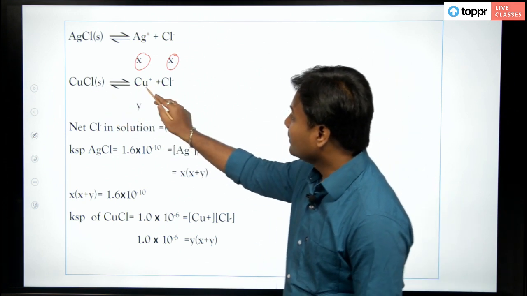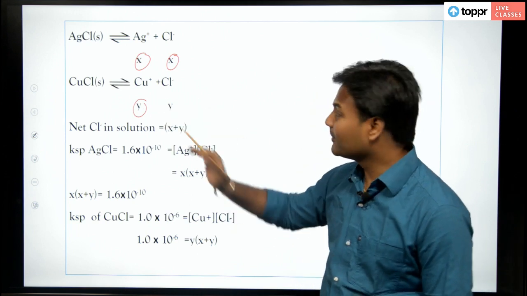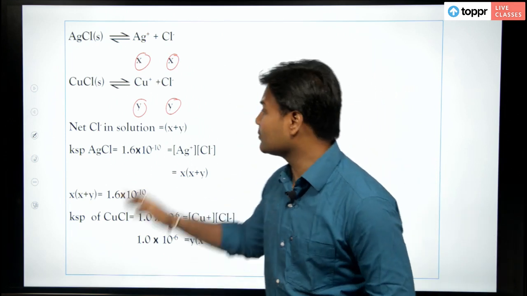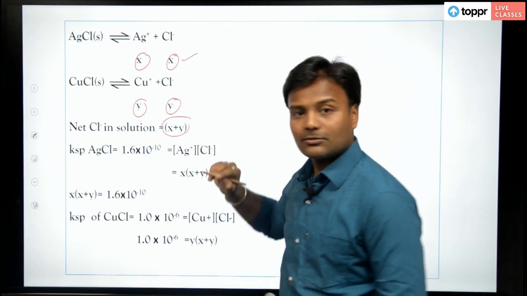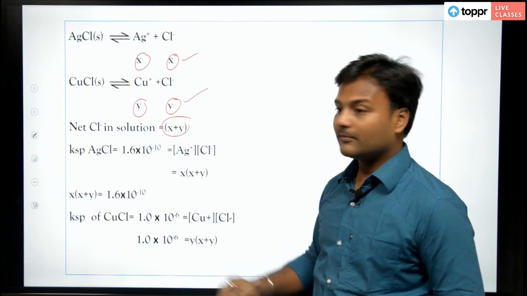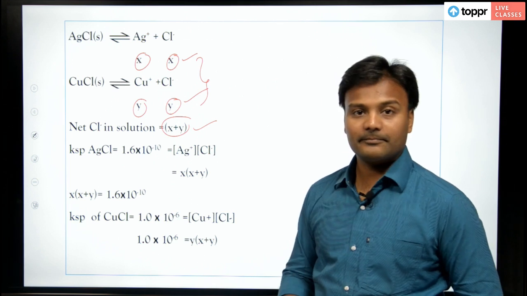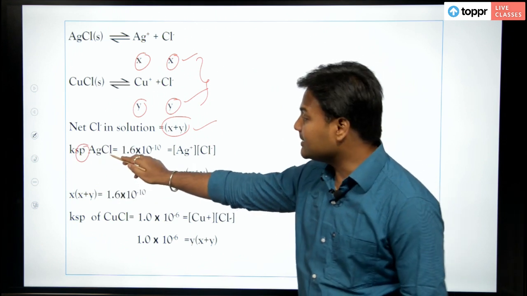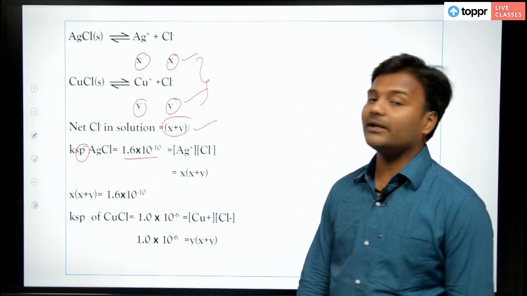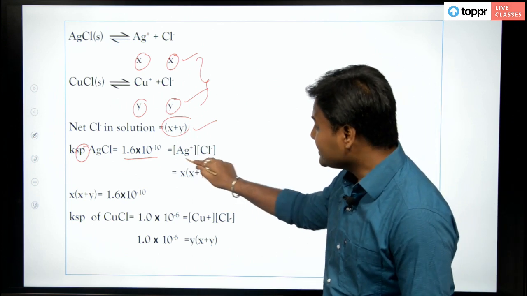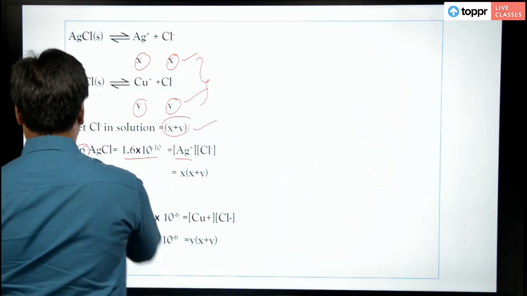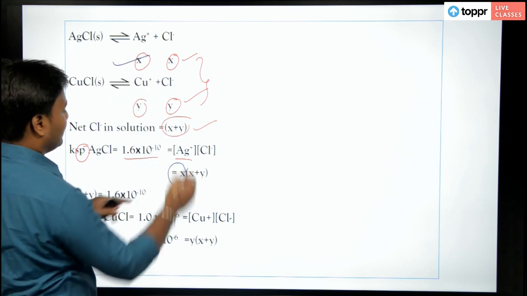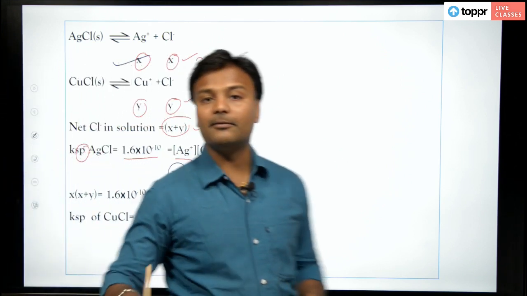Whereas for cuprous chloride you have Cu plus, which we take as y, and chloride ions also y. That means the net chloride ions in the solution is x plus y, since there are chloride ions here and chloride ions here too. This is x plus y. Now the Ksp, the solubility product of AgCl, is 1.6 into 10 raised to minus 10. Here Ag plus is only x, and you have taken chloride from both in the solution.